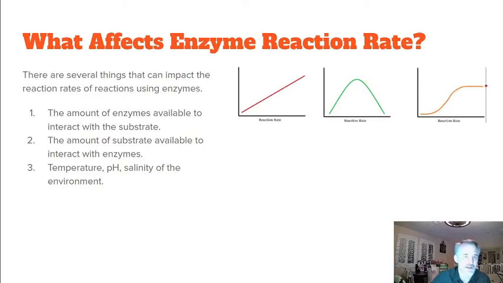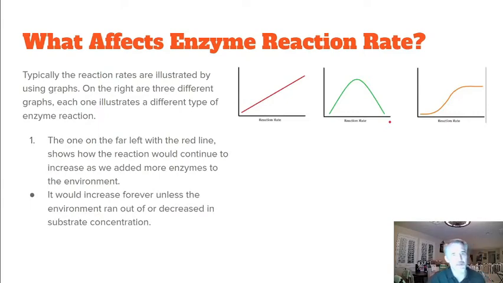The amount of substrate available to interact with the enzyme is also true. So it's kind of the same thing. It would go up indefinitely until you started running out of the substrate, and then it would flatten out. And then temperature, pH, salinity, we mentioned, would be this middle graph here, and that goes up to an optimal range.